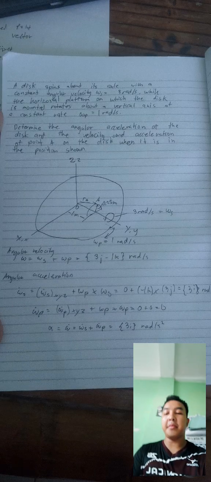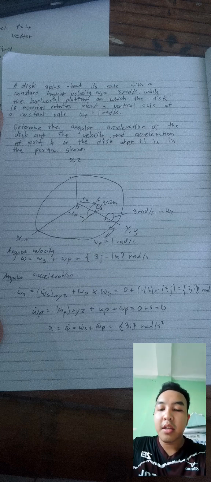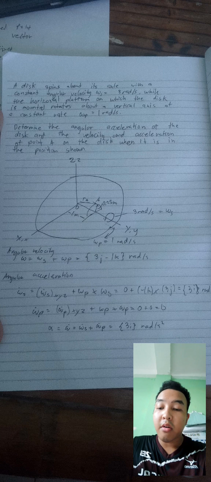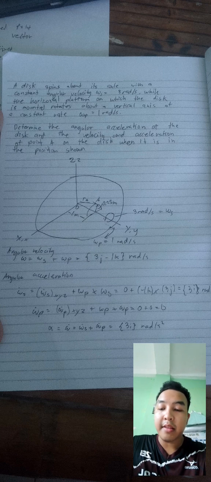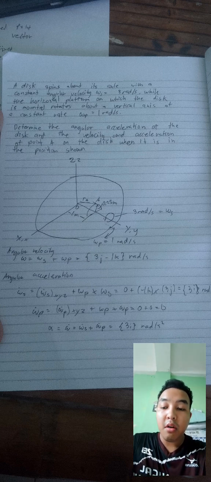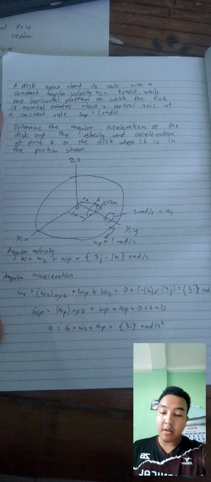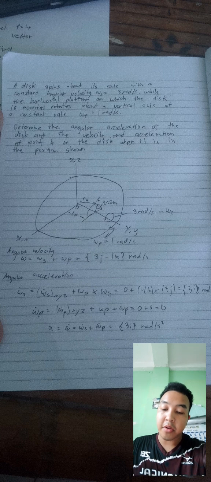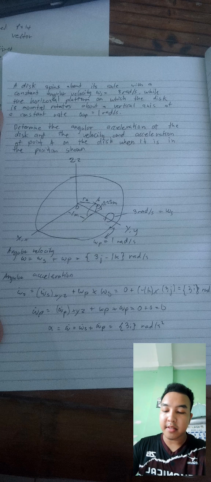For our problem, a disk spins about its axle with a constant angular velocity of 3 radians per second, while the horizontal platform on which the disk is mounted rotates about a vertical axis at a constant rate of 1 radian per second. Determine the angular acceleration of the disk and the velocity and acceleration of point A on the disk when it is in the position shown. So, given here, our disk has a radius of 0.25 meters. So our XYZ axes are given here.